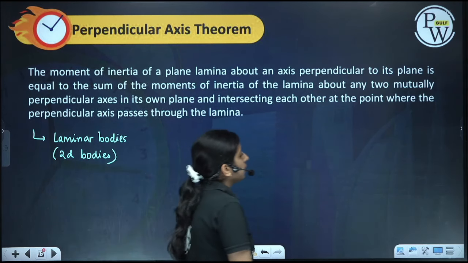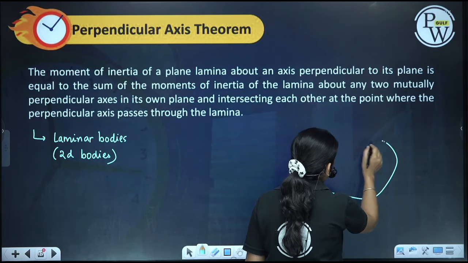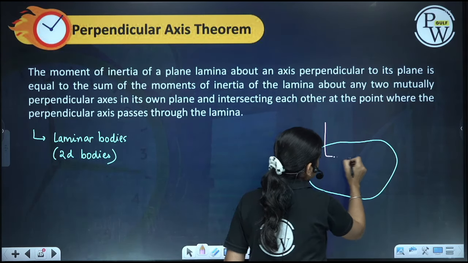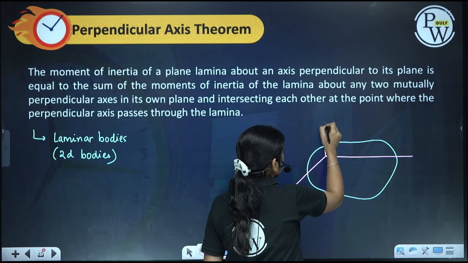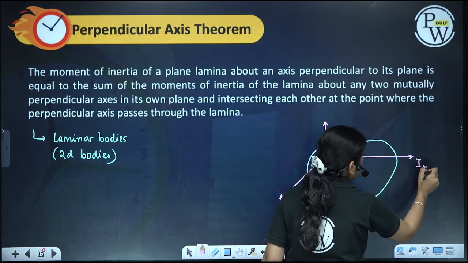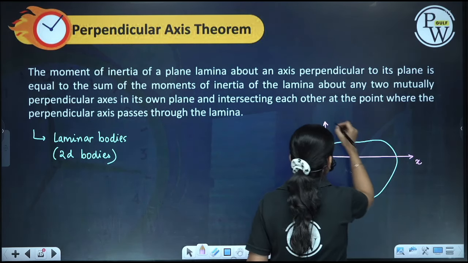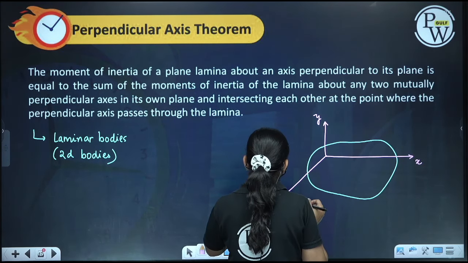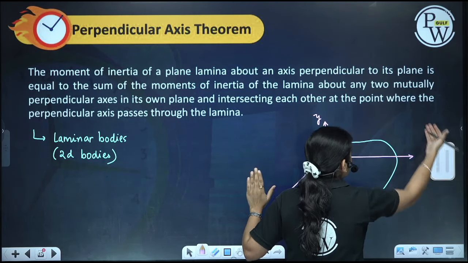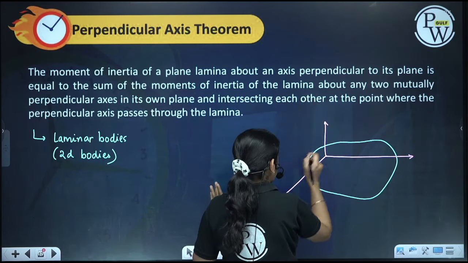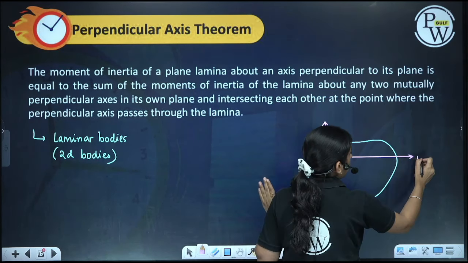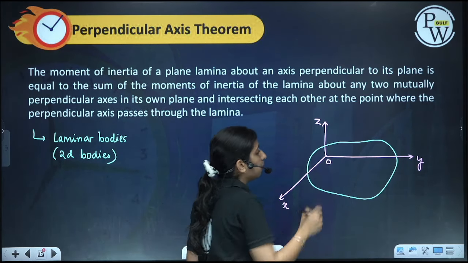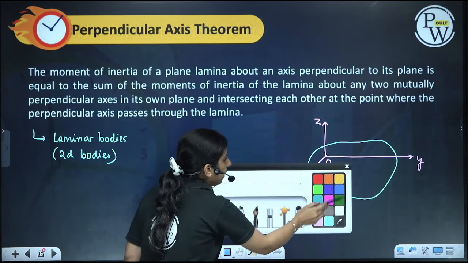Now, if you have any rigid body in a plane like this, let us consider a simple system of x, y and z axes. Now this is a laminar body lying in the xy plane. Okay, this is a laminar body lying in the xy plane.